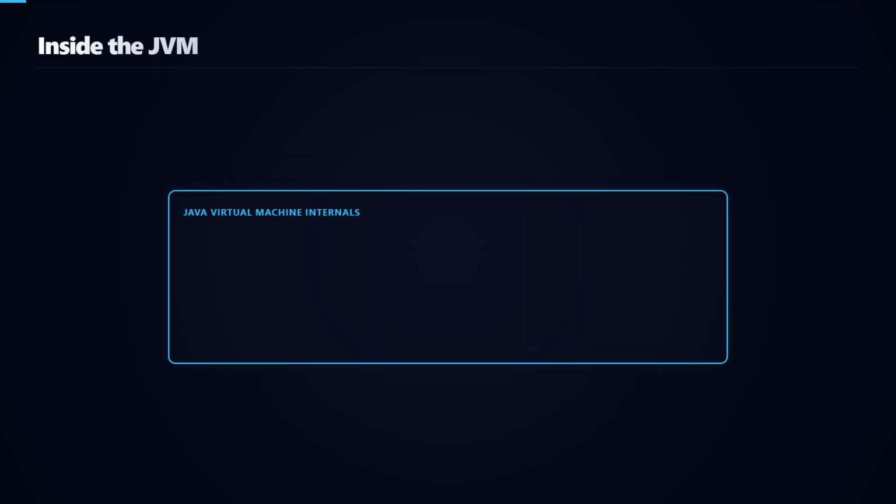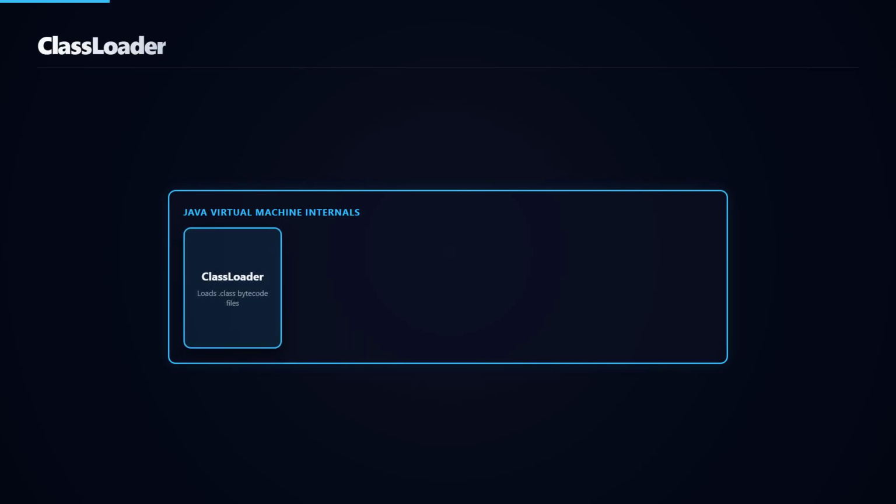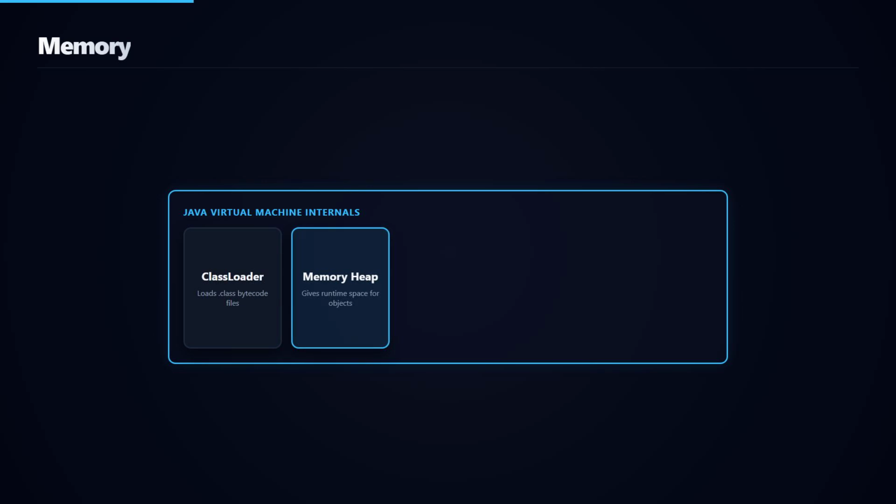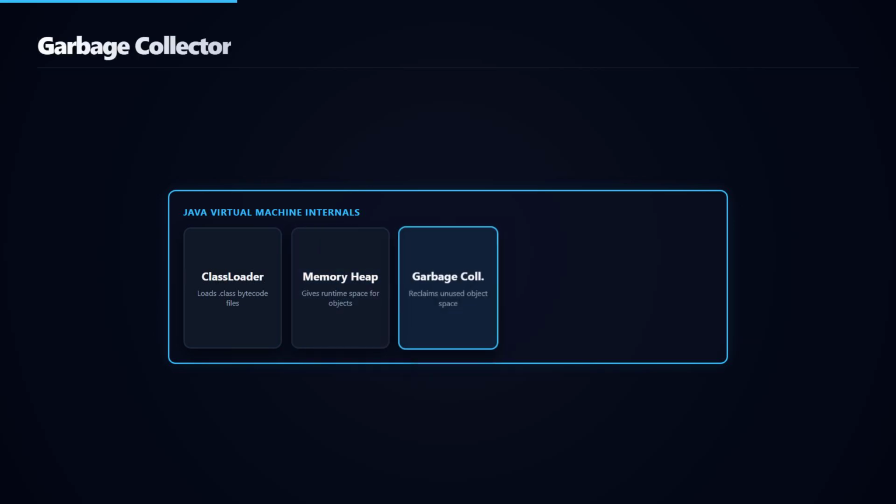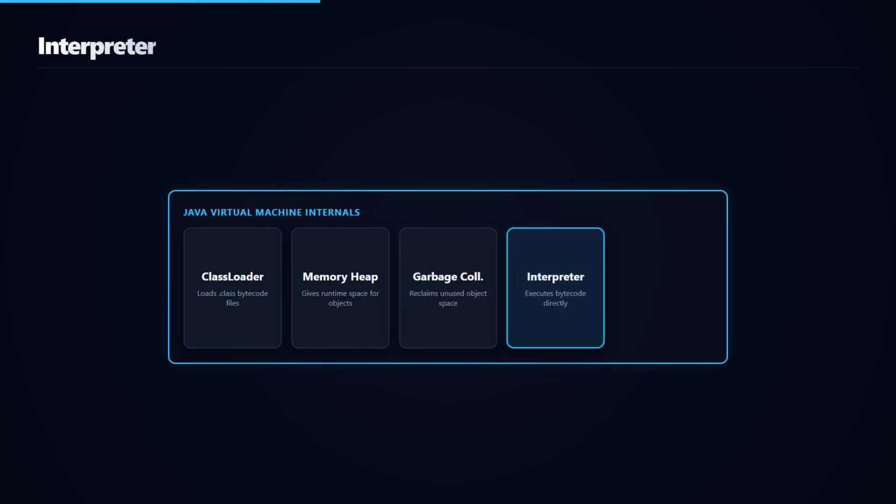Inside the JVM, keep the map simple and high level. The ClassLoader brings needed .class files into the runtime. Memory management gives objects space while the program is running. The garbage collector reclaims memory from objects no longer used. The interpreter can start running bytecode without waiting for optimization.